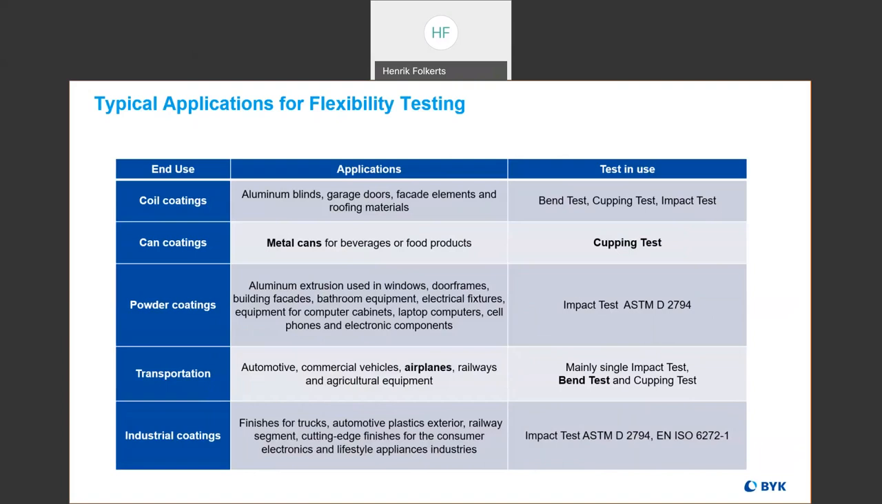This overview shows different types of applications and what tests are typical for them. For example, metal cans for beverages or food products always use a slow deformation process, which can be performed with the cupping test.